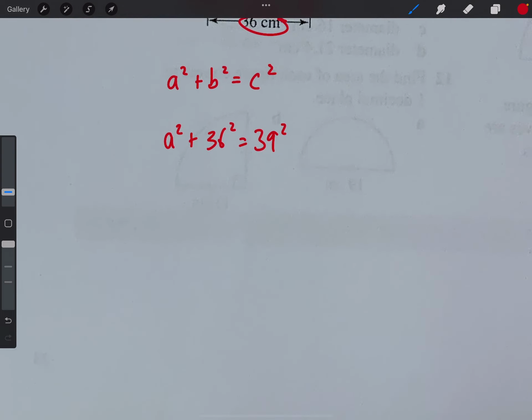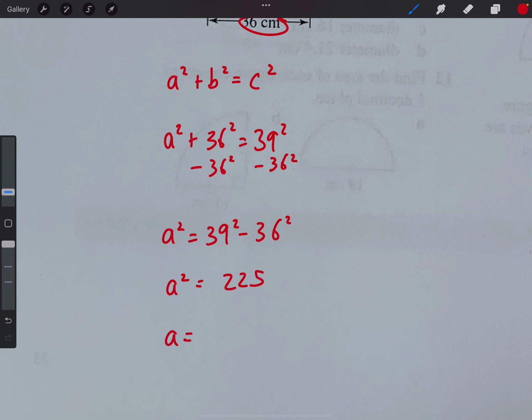So to find A squared, we're going to do 39 squared take away 36 squared. All I did was take away 36 squared from both sides. So A squared is equal to 39 squared take away 36 squared. Now let me do that real quick on the calculator. 39 squared take away 36 squared, and that's A squared is equal to 225. So A is equal to the square root of 225, and that'll give you 15.